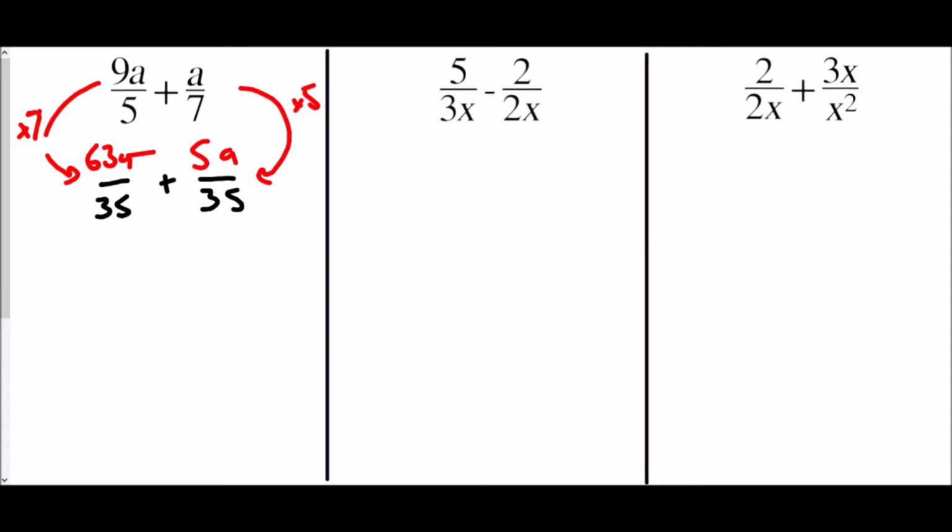What does that mean then? Well, the last couple of steps are that we just add the numerators together. So 63a plus 5a, that will be 68a, and it's going to be over 35. And we're always asked to simplify if possible. Well, the factors of 35 are 1, 5, 7 and 35. None of those numbers go into 68, and so that is the final version of this answer.